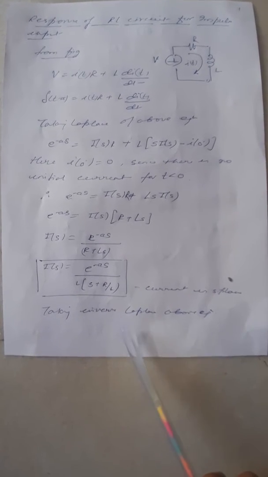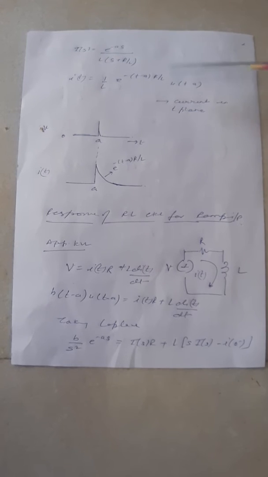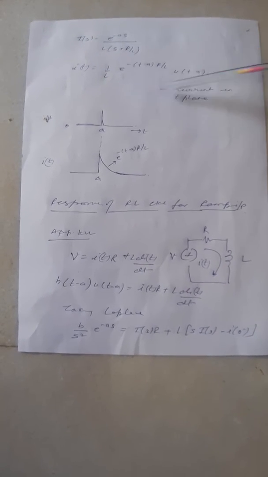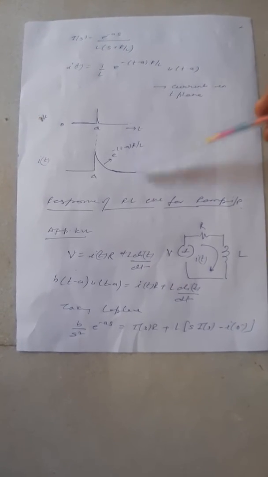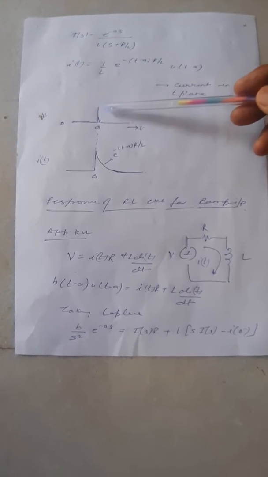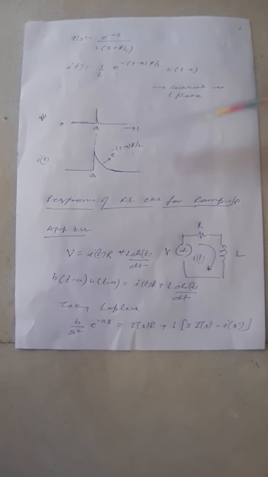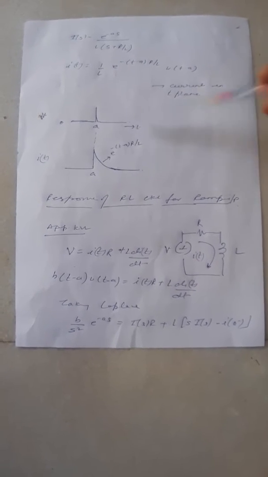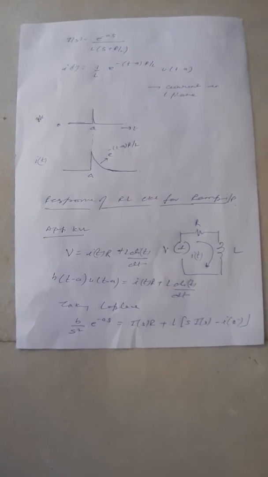Now taking the inverse Laplace, we will obtain the current in the time domain. So this is the inverse Laplace of this equation, and this is the current in the time domain. Pictorially it can be represented in this way. This is the impulse, and this is the current. It is an exponentially falling current, given by e^(−(t−a)R/L).